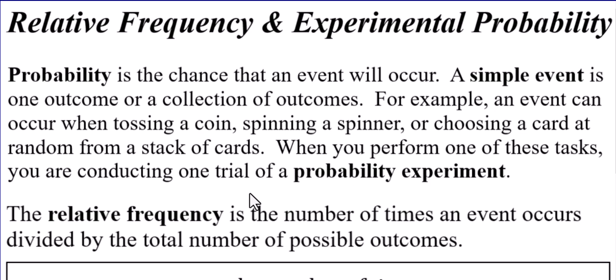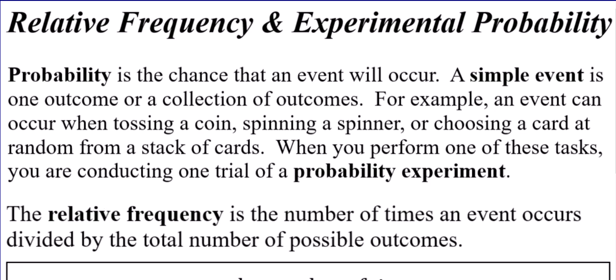Probability is the chance that an event will occur. A simple event is one outcome or one collection of outcomes. For example, an event can occur when tossing a coin, spinning a spinner, or choosing a card at random from a stack of cards. When you perform one of these tasks, you are conducting one trial of a probability experiment.